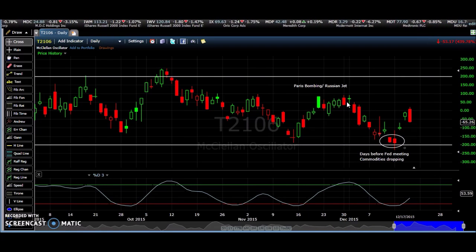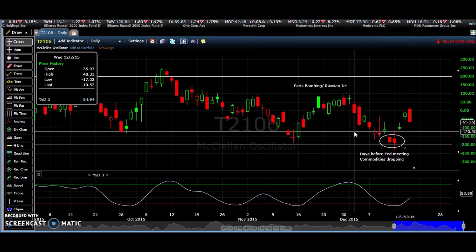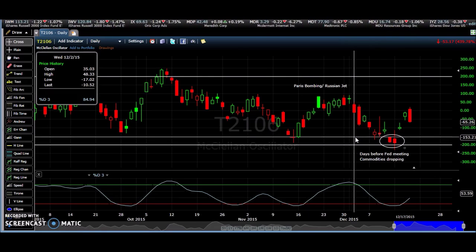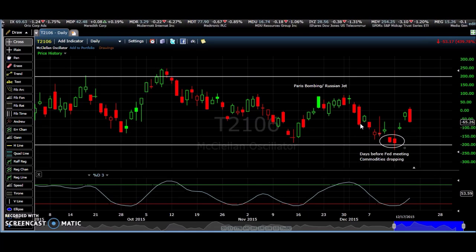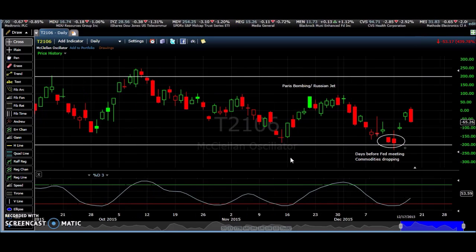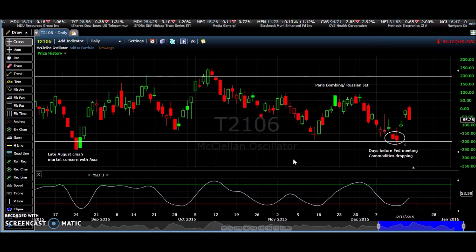So when it comes down, you might want to start getting interested in the negative 150 area, start building a position there, and when it comes down to negative 200, you may really want to start backing up the truck and getting as many contracts as you would like. So the McClellan Oscillator just really illustrates what the market's doing. That's really how it helps me.